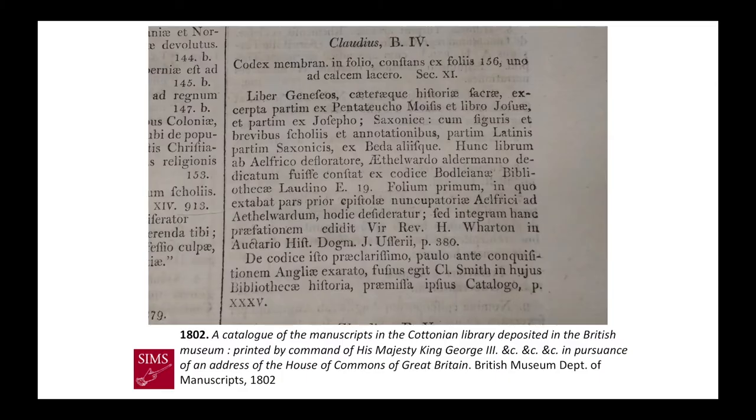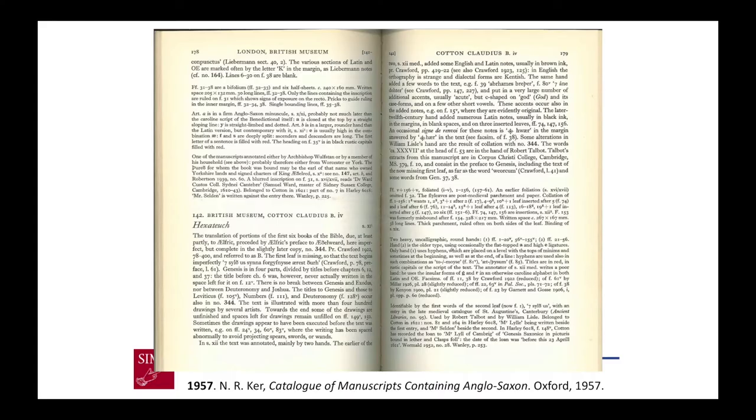But the important thing here is looking at the physical description, at the very top under the title. So it's a codex. It is made of parchment. It's in folios. It has 156 folios. And this is all the information that we have in this 1802 catalog.